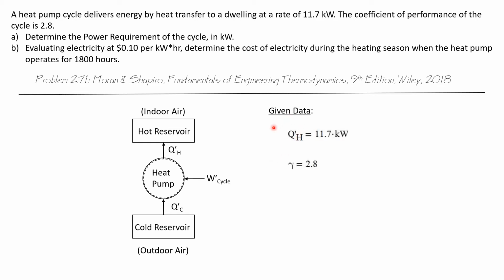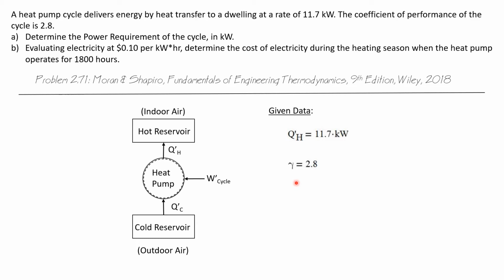Now, in this problem, we were given that Q̇H was 11.7 kilowatts, and we were given that the coefficient of performance was 2.8. In a refrigeration system, we defined coefficient of performance with the term beta. Here we're using gamma, and that differentiates the COP of the heat pump from the COP of the refrigeration cycle.